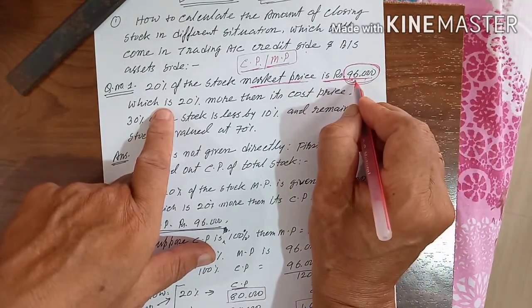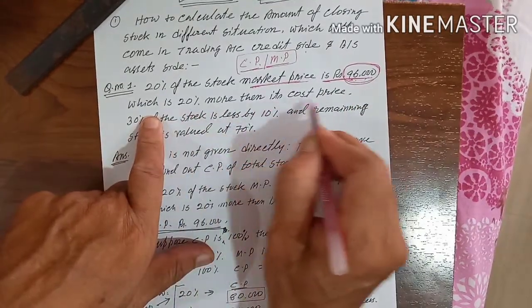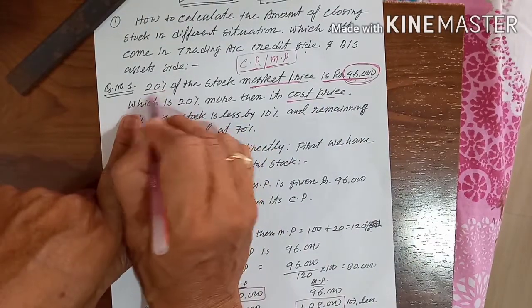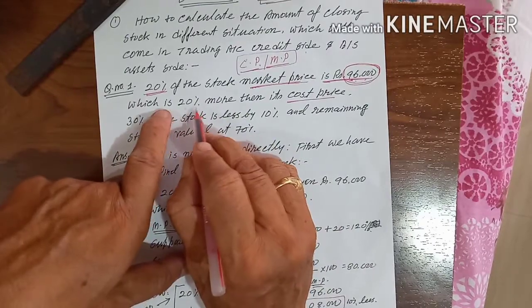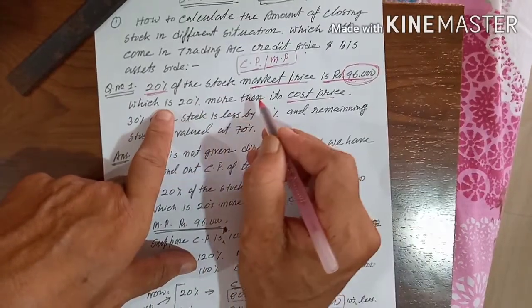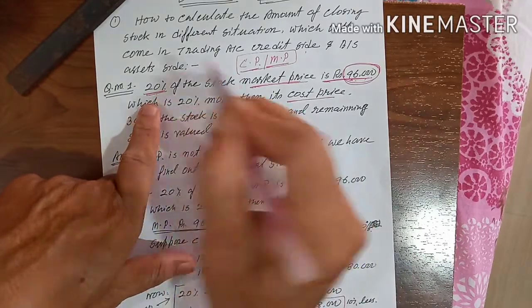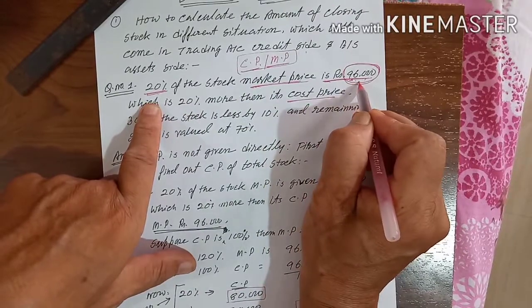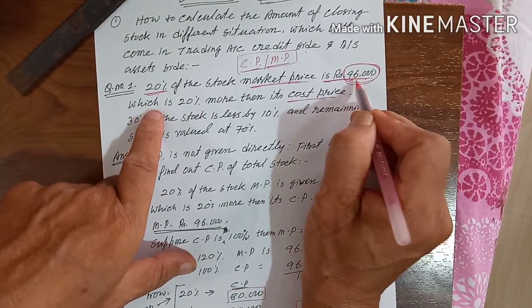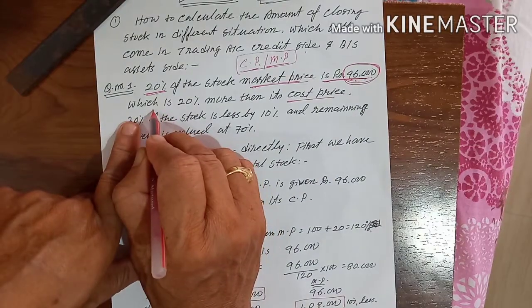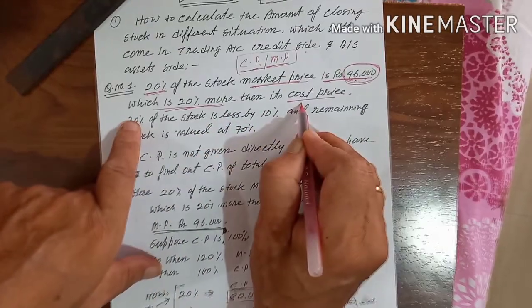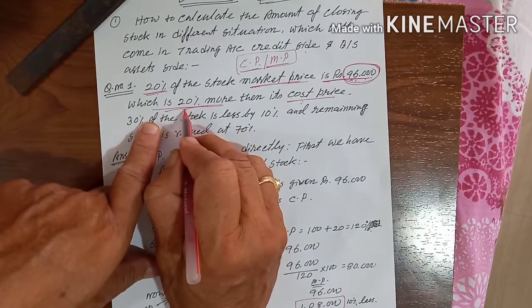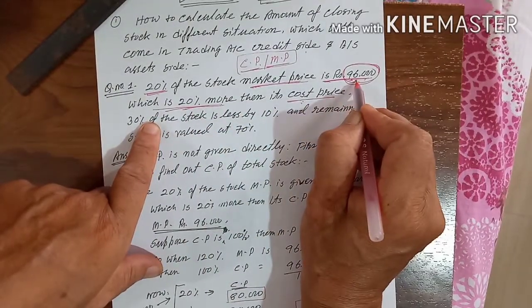But how did you get this amount? It is 20% more than its CP. CP you do not know. CP of what? 20% of the stock, whatever the stock was there, 20% of that stock is the CP which you do not know, and that market price became 96,000. How did you get 96,000? It is added, 20% more than its CP. Whatever the CP was, you added 20% of this CP and you got 96,000.